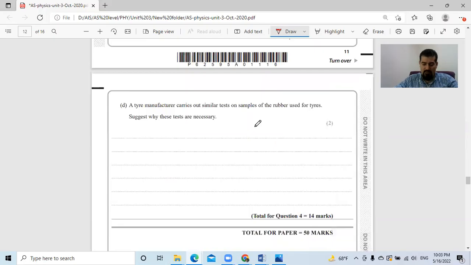Next, what do we have here? Part D. A tire manufacturer carries out similar tests on a sample of rubber used by the tire. Suggest why these tests are necessary. Why do we need this test in reality, in cars? One of the answers: the rubber can handle high friction force. Why do we need this test?